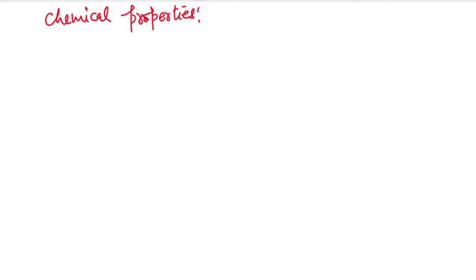So in chemical properties, there are two types. First is substitution reactions, or we can say replacement reactions. Okay. And second part is coupling reactions. Okay. So first of all, let us discuss these substitution reactions, in which what happened.